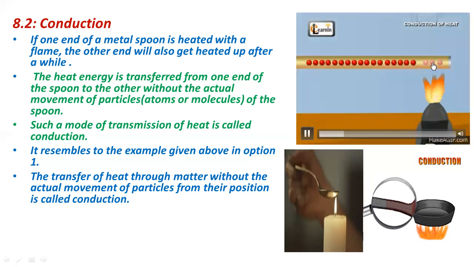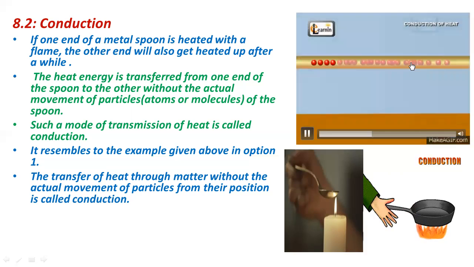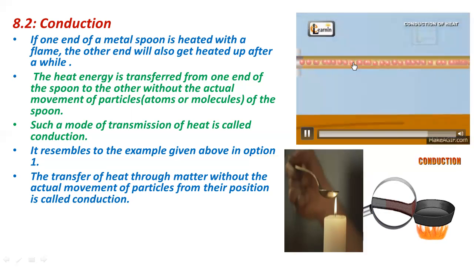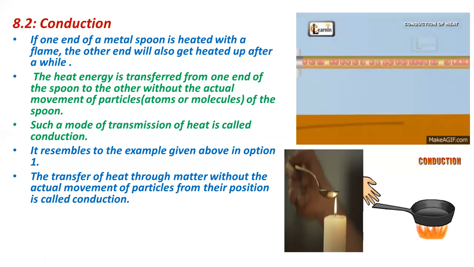You can see they are transferring heat. One atom is transferring heat to this one, then this one. So the transferring of heat takes place one by one, and the molecules or atoms remain on their actual position. They are not changing their position. Such a type of heat transfer, I told you, is called conduction.